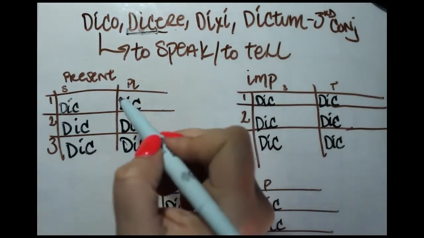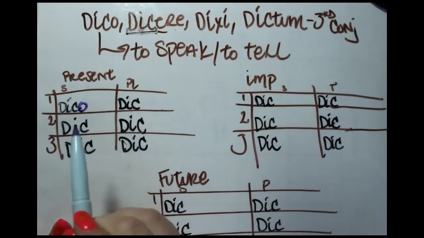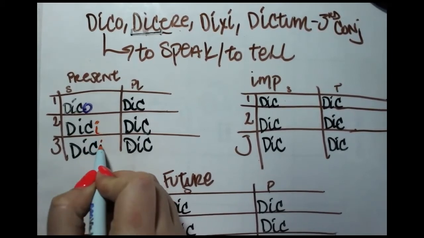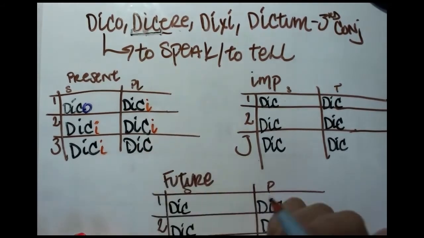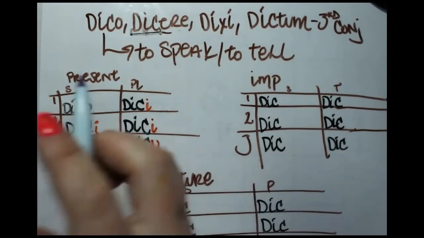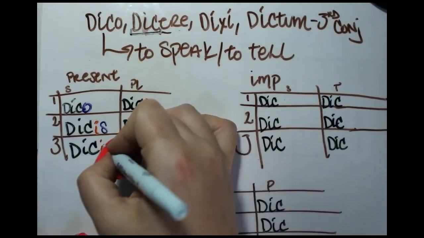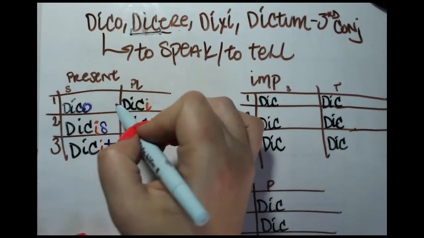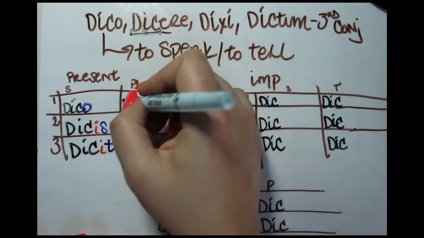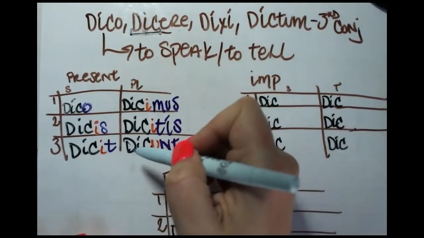Not in the first person singular though. That just gets, it's given to us in our principal parts. That just gets us the personal ending. Dico, I speak, I tell. Everyone else is going to get an I, an I, an I, an I. Except for third person plural, they're going to get a U. Dicu. So dici and dicu. And then we put our personal endings on there. S for second person singular, dicis, and third person singular, dicit. So I speak, I tell, you speak, you tell, she speaks, she tells, mus, dicimus, we speak, we tell, dicitis, y'all speak, y'all tell, and then NT on third person plural, dicunt.